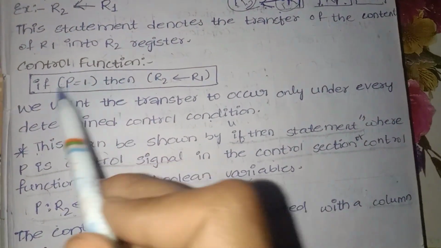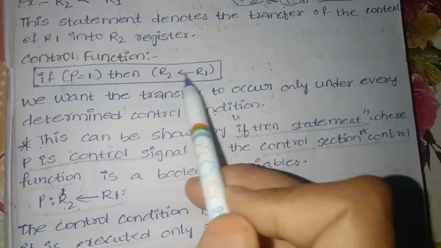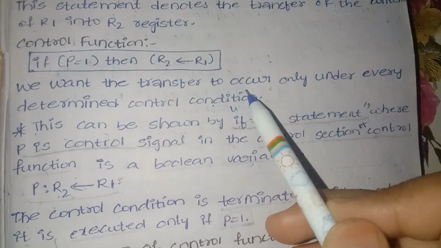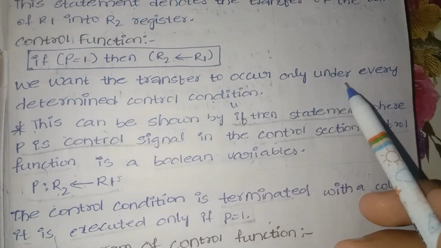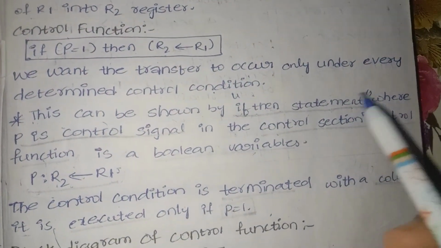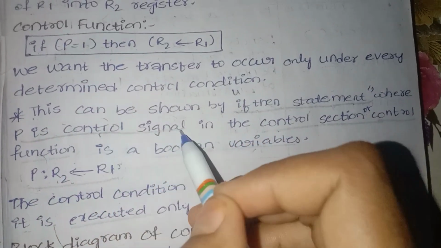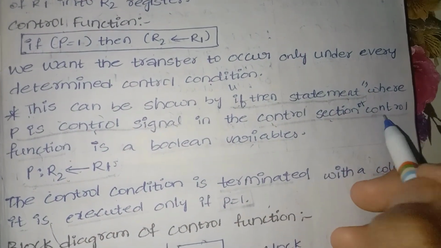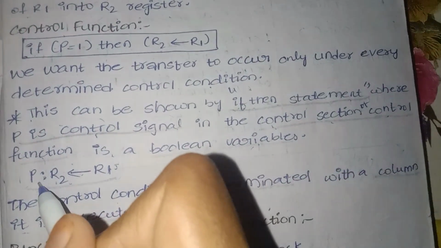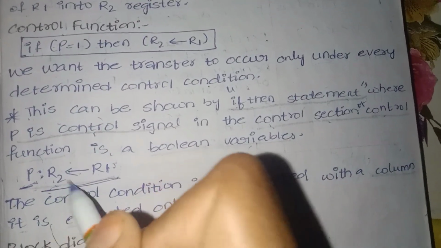We have a control function. If P equals 1, then R1 transfers to R2. This is a replacement operator. We want the transfer to occur only under a determined control condition, so an if-then statement is used. P is a control signal. The control section of a control function is a Boolean variable. It is a control function representing the register transfer.